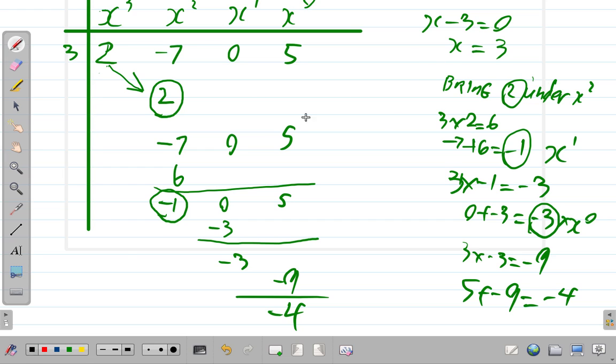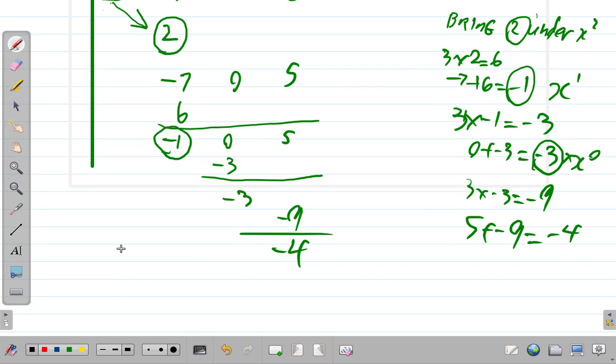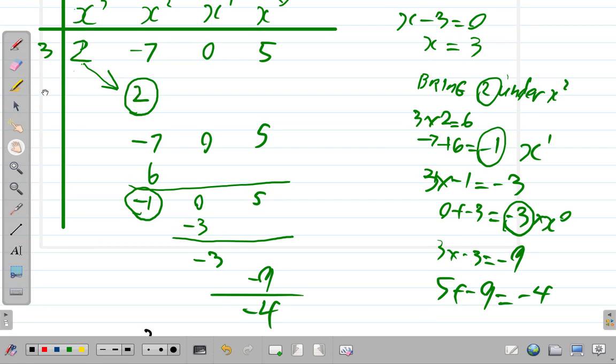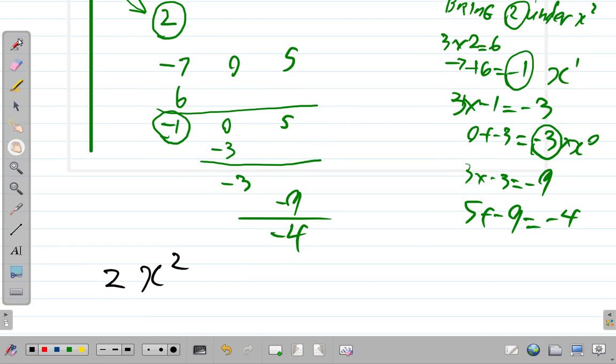You have 2 multiply the x squared, so you will have 2x squared. Then negative 1 will multiply x to the 1, so you have negative x. And negative 3 will multiply x to the 0, so it's negative 3. And the remainder is negative 4.